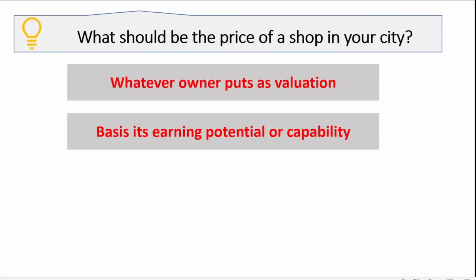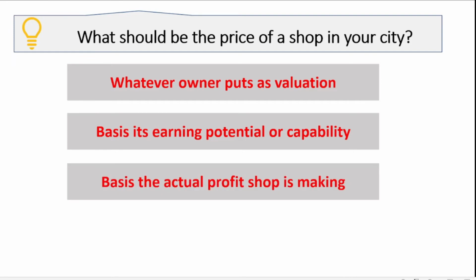The owner might say, look, today it's barren land, but tomorrow it will give you gold, and a lot of customers would come because the area is growing and you have such a great prospect. This again is based on a lot of assumptions and potential, not on actual facts. Or third, it should depend upon the actual profit the shop is making.